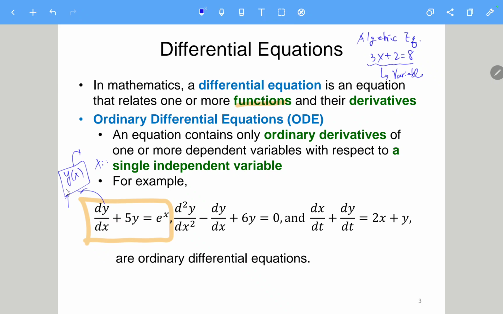In that case, this function has only a single variable. So when you take the derivative, you can use d to stand for the ordinary differential, so it's written as dy/dx. I'm not sure whether you have learned multivariable calculus.